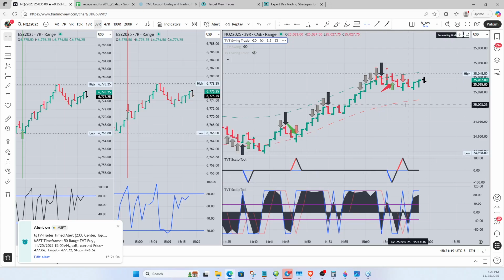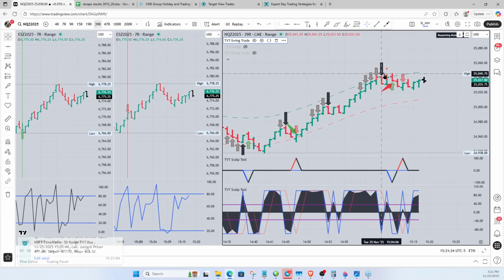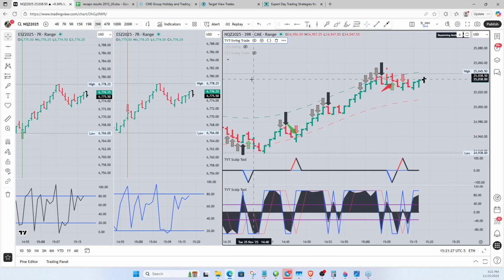But I added a new feature. If you only want to be told on a swing trade when you're getting a long opportunity, you can do that. Or if you only want to be told on a swing trade when you're getting a short opportunity, you can do that. And you can turn off the notices too. You can turn off the gray arrows too.